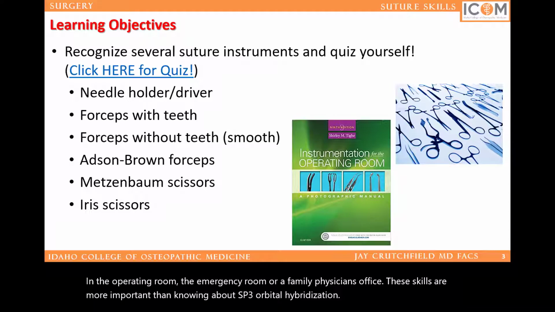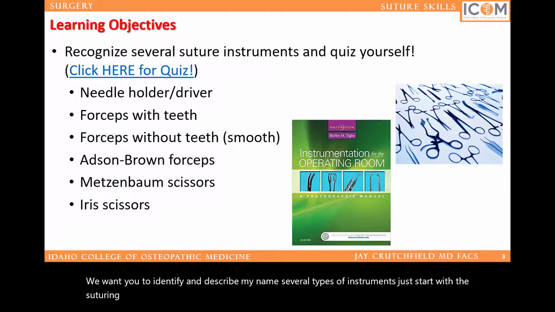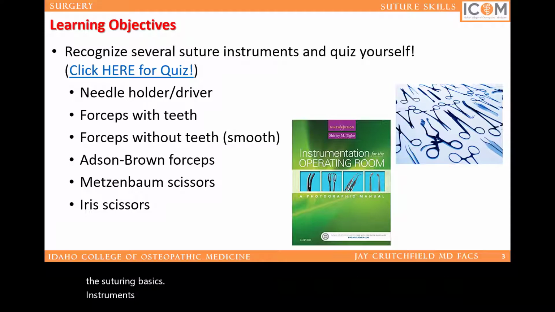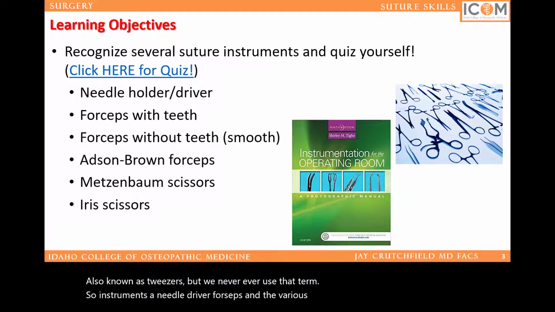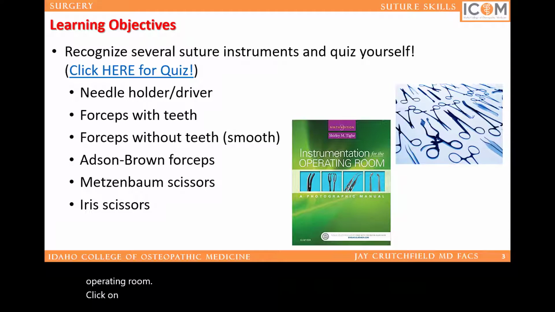We'll want you to identify and describe by name several types of instruments. Just start with the suturing basics. Instruments like the needle driver, forceps, also known as tweezers, but we never ever use that term. So, instruments like a needle driver, forceps, and the various kinds of scissors and sutures are items you should know cold before entering your clinical training or the environment of the operating room. Click on that link above and take the quiz and see how you do with naming the various instruments.